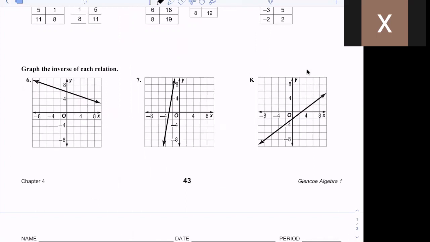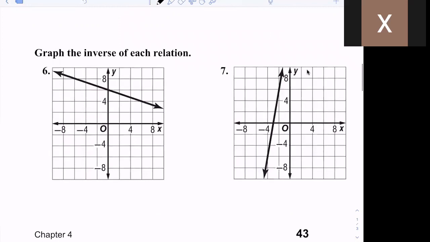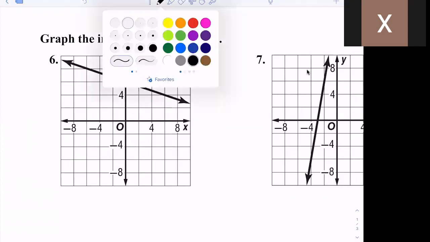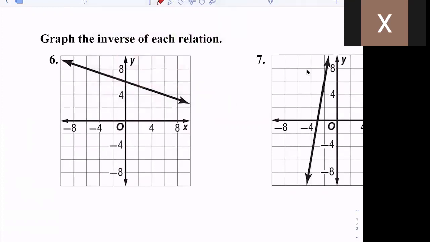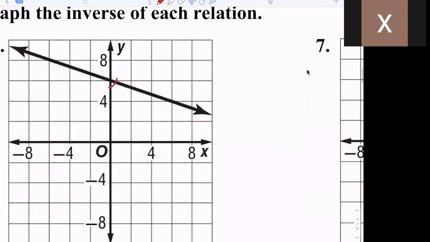So I'd like everybody to really pay attention here on question number 6 for me. I am graphing the inverse. So what do we do when we graph the inverse? Yeah, we can plot some points, but we have to find what points. All you have to do is find 2 points that are on the line. This point sticks out to me right here.